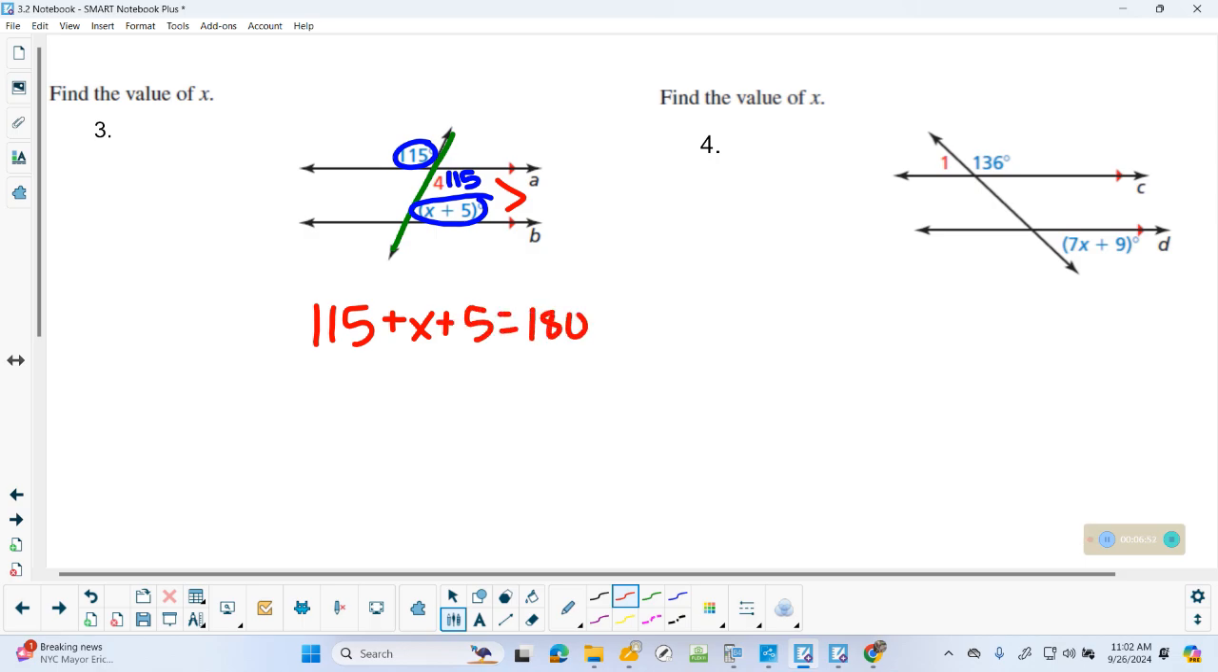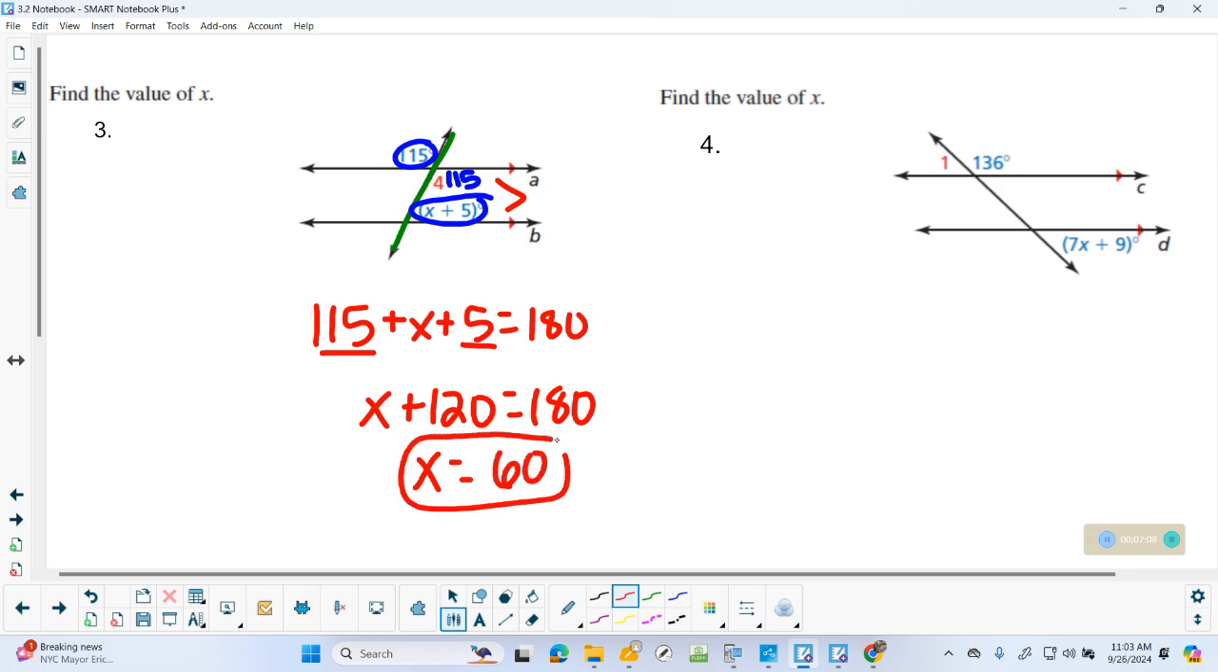So you might have to do a little scenic route here and use some old school knowledge. Let's combine our like terms. 120. I think we can mental math this one. What's x going to be? X is 60.